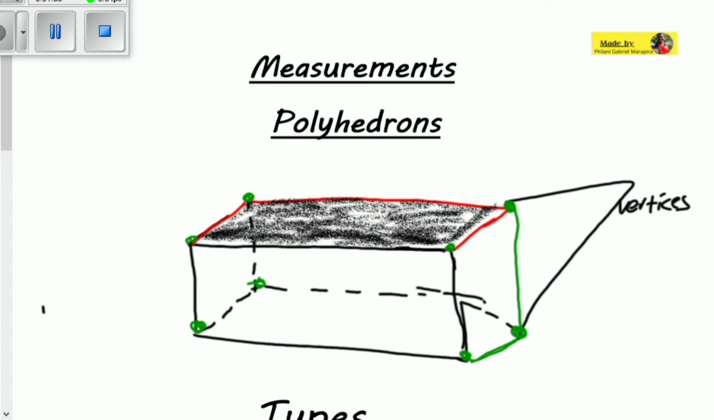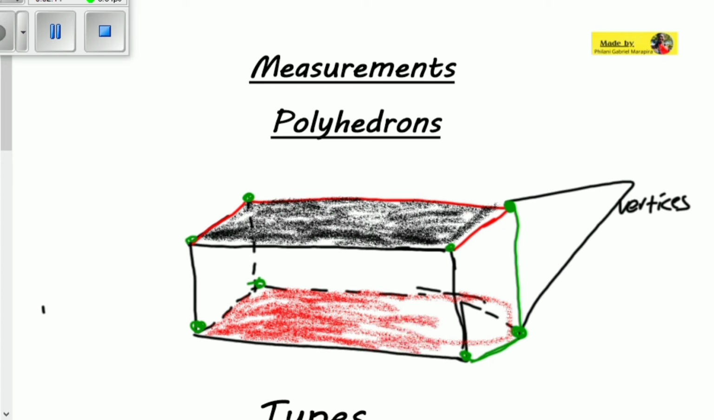We've also got the surfaces. The surfaces are basically these faces which are crayoned over here. So this is another surface. All of this is a surface. This is all a surface. And these are called surfaces.